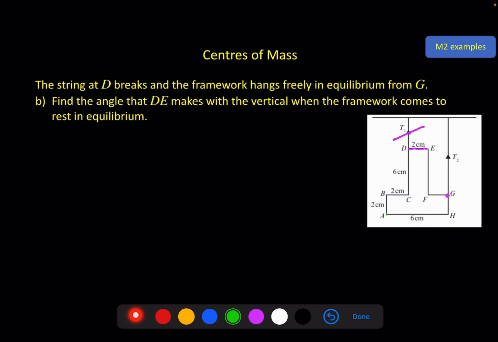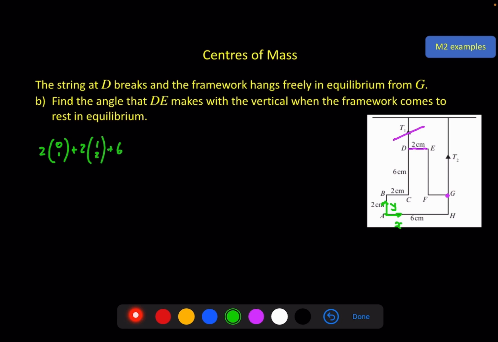So I'll work with A here as my 0, 0 point. This is the x-axis, and this is the y-axis, and I'll go around my framework taking each piece at a time and creating my equation. So we've got AB is 2 centimeters long, and the midpoint is at 0, 1. BC is 2 centimeters long, with its midpoint at 1, 2.